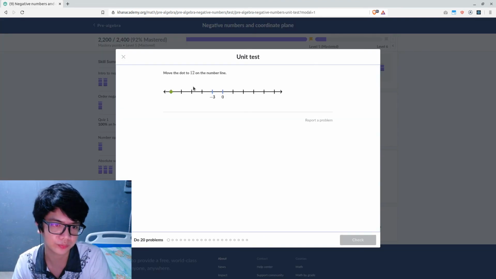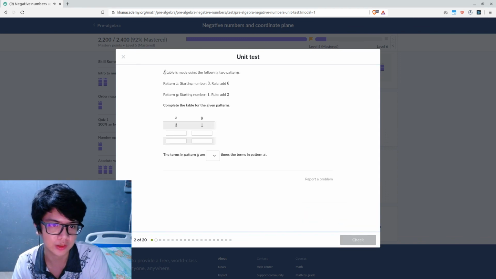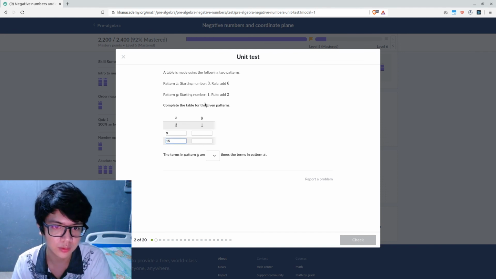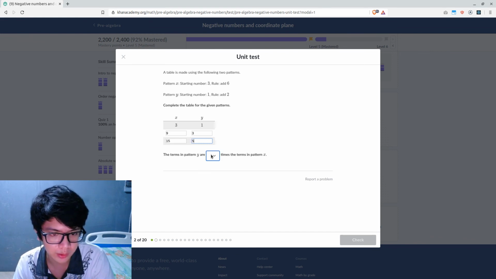Let's go. Move the dot to 12 on the number line. 3, 6, 9, 12. Run the questions. Okay. A table is made using the following 2 patterns. Starting number, add 6, 9, 15, and then add 2, 3, and 5. The terms in y are actually 1/3 times the pattern in x.